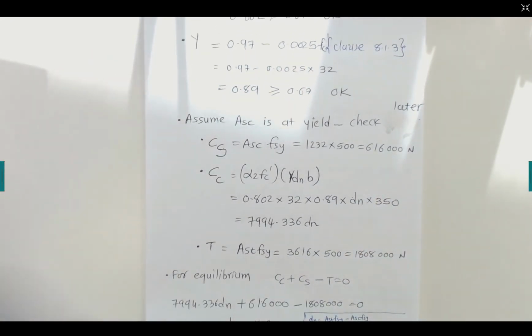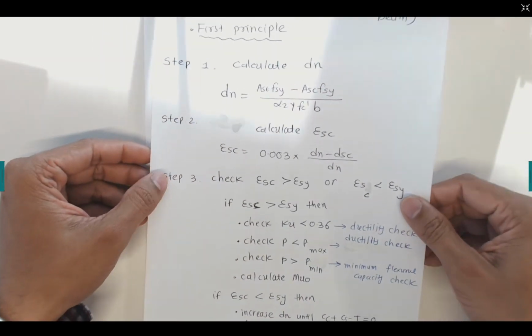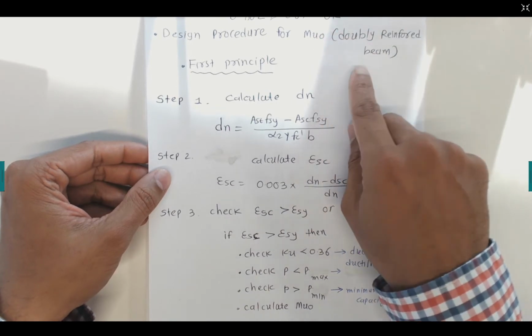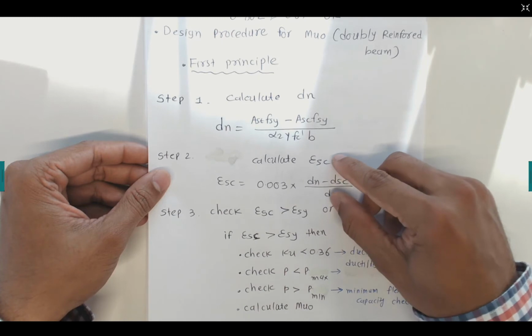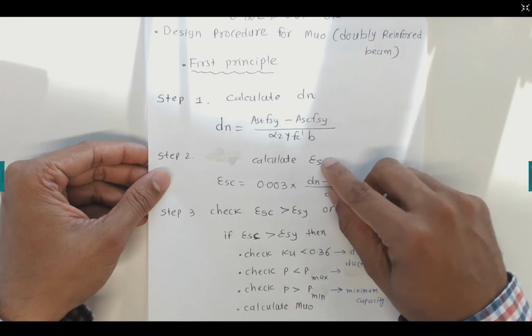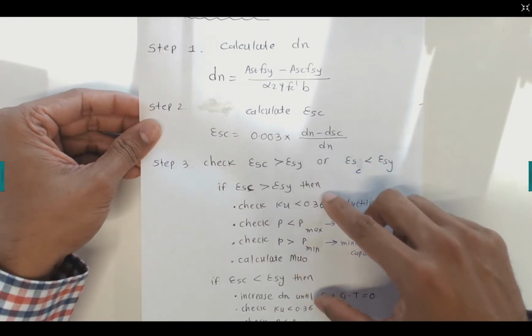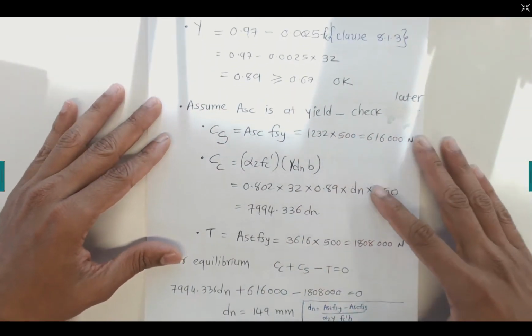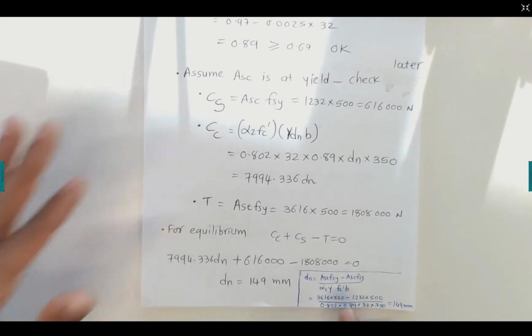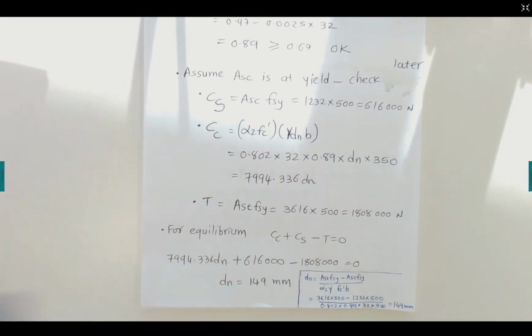I have prepared the analysis steps, the design steps, because it's quite a long procedure. These analysis steps are given here. That is the design procedure for a doubly reinforced beam. For first principles we need to calculate dn first, then calculate the strain in the top reinforcement, and then do a few checks. So this is the procedure we are going to follow. Let's calculate the dn value. There are equations in the previous video, in the theory, for the calculation of the dn value.